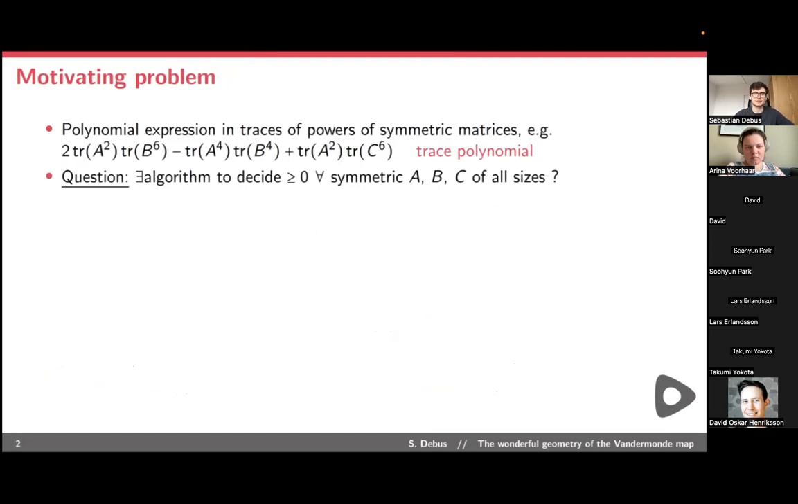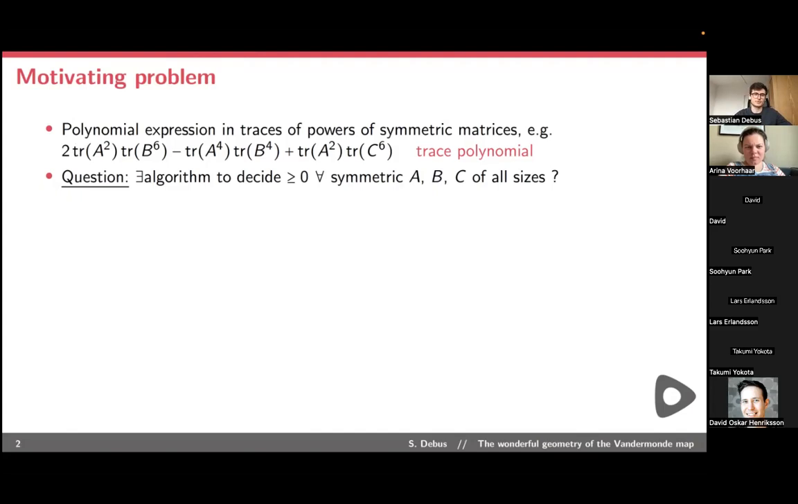So now let's start with some motivational problem. We will present the proof just at the end, but as I learned in a math talk, you should always try to present your most important or most interesting theorem in the beginning. So suppose someone gives you a trace polynomial in several variables. What is a trace polynomial? A trace polynomial is a polynomial expression in traces of powers of matrices. So we can have trace of A to the k, but we cannot have trace of A times B.